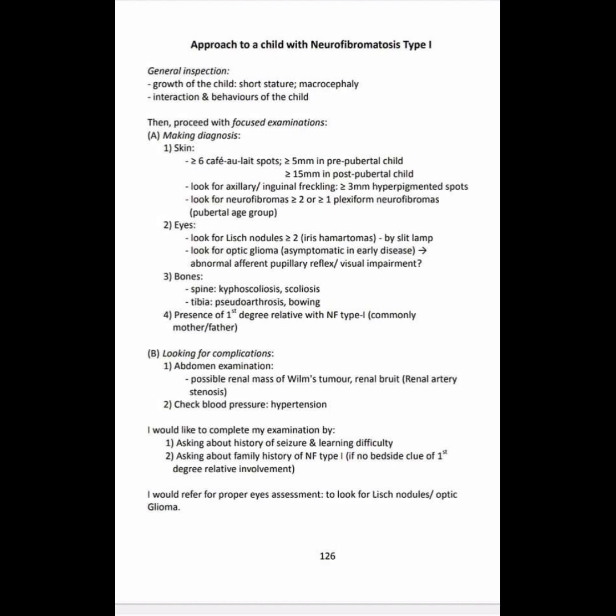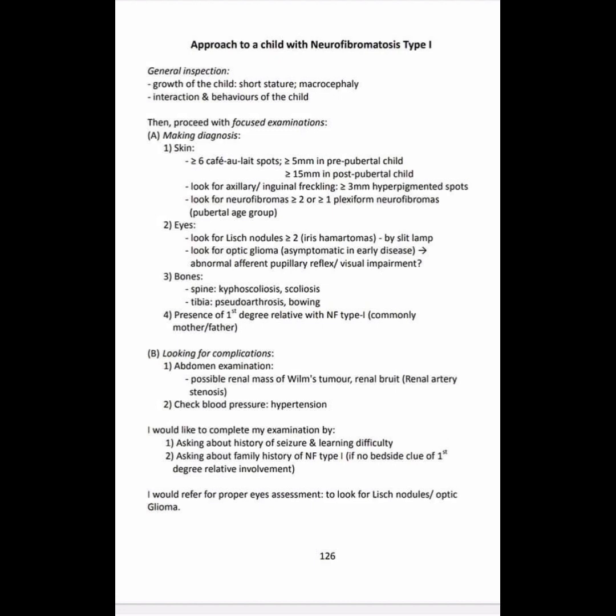For making the diagnosis, some features. Number 1, in skin, there are greater than or equal to 6 café-au-lait spots, greater than or equal to 5 mm in a prepubertal child and greater than or equal to 15 mm in a postpubertal child. We look for axillary or inguinal freckling, that is greater than or equal to 3 mm hyperpigmented spots. Look for neurofibromas, greater than or equal to 2, or greater than or equal to 1 plexiform neurofibroma, in the pubertal age group.